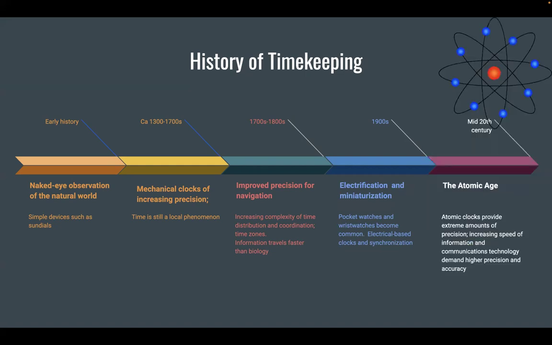And in the atomic age, which started in the mid 20th century, we started using the behavior of atoms as a timekeeping, not necessarily timekeeping, but a frequency keeping standard. Again, as communications and technology needs improved, so did the needs of timekeeping, and the precision and accuracy keeps getting more and more, well, precise.